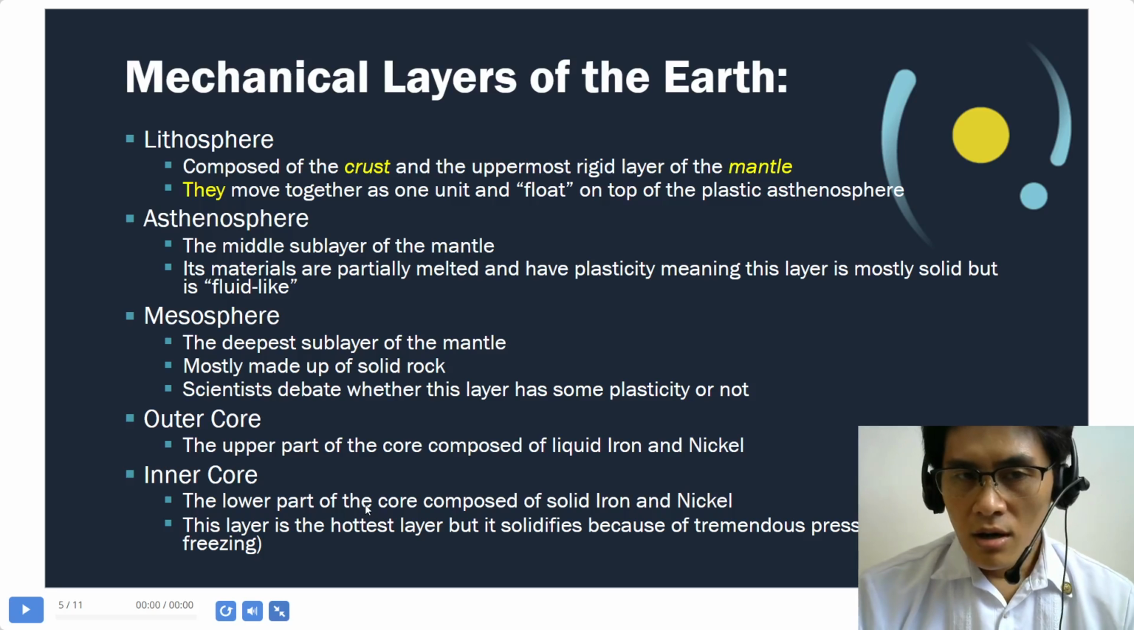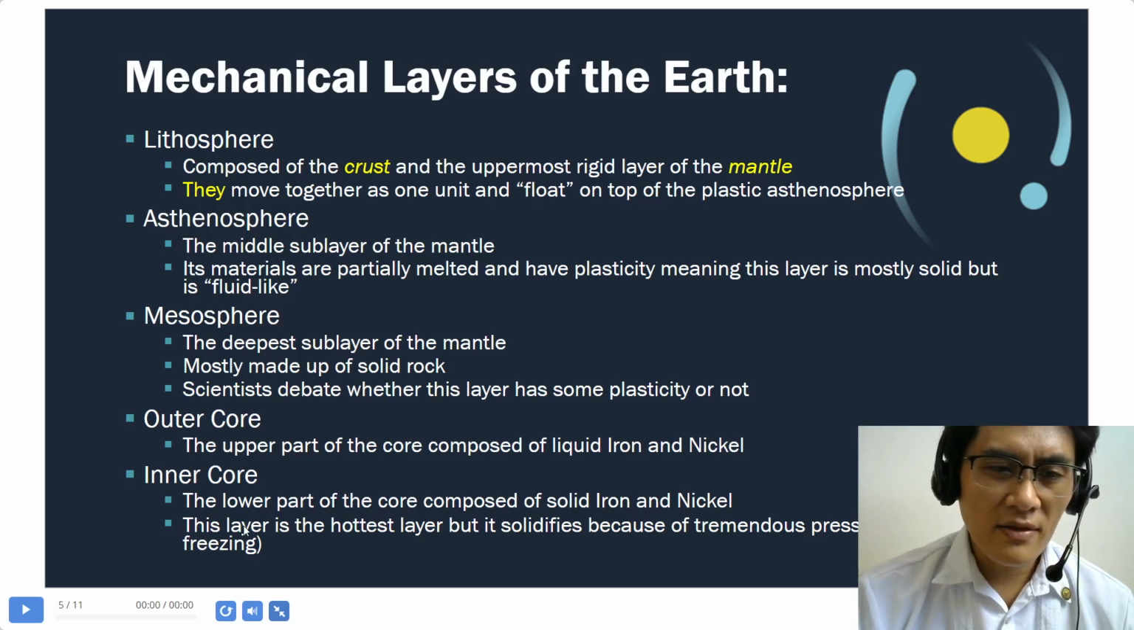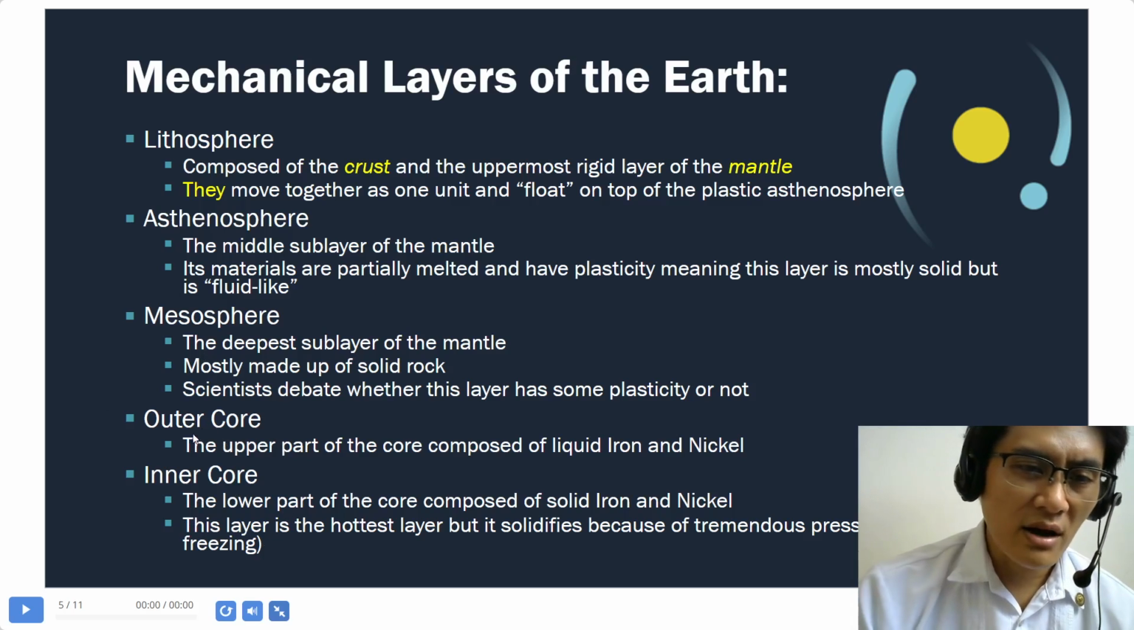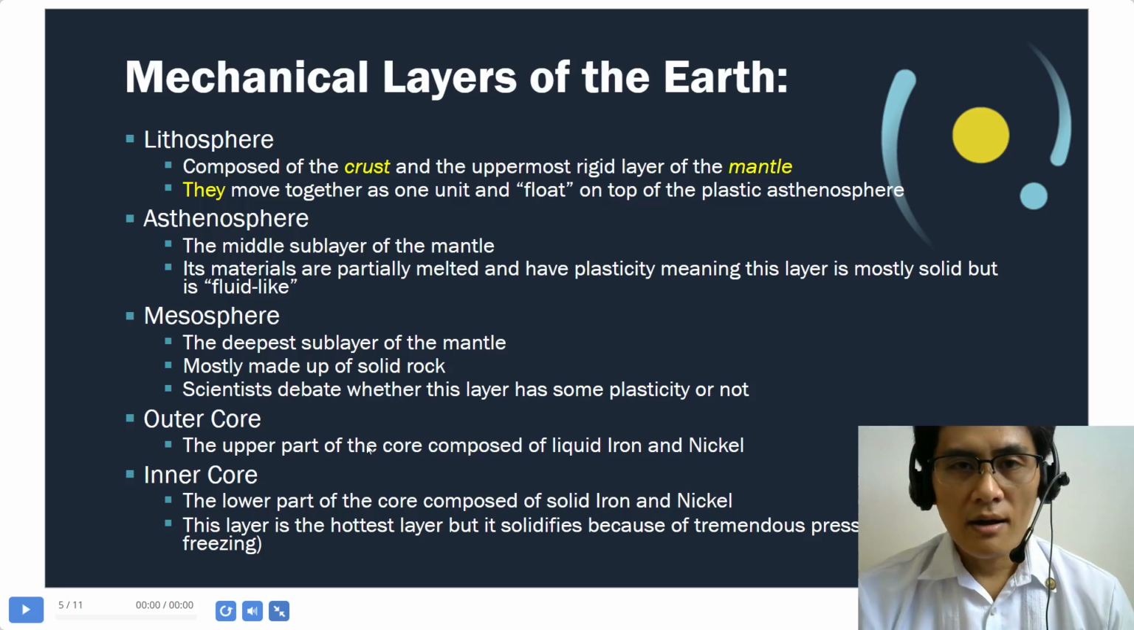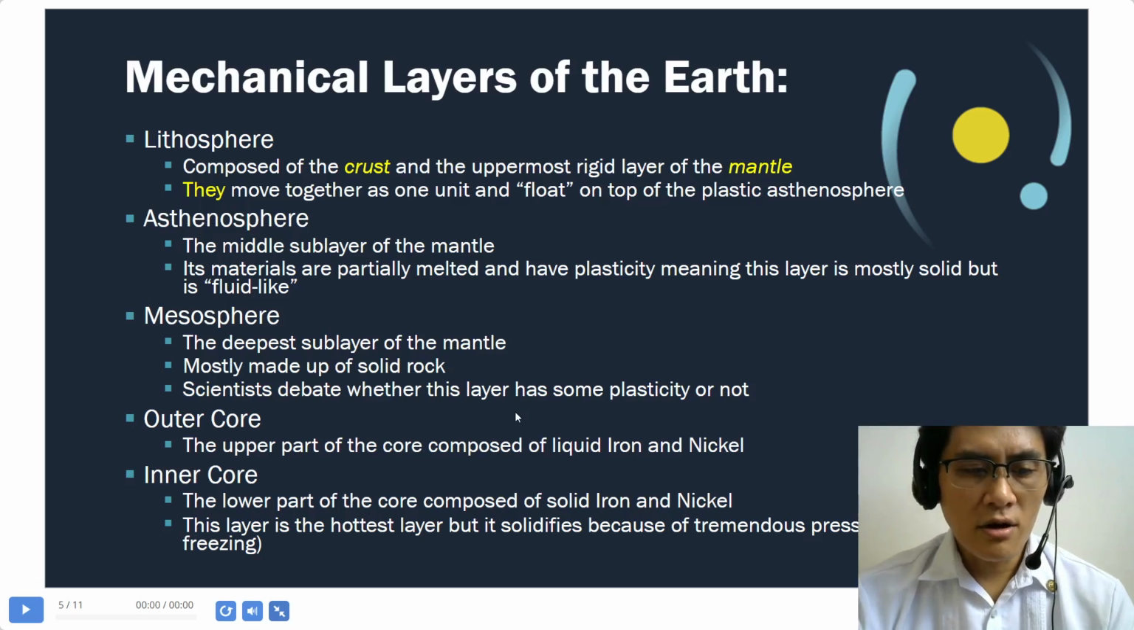Now, we will discuss a little bit more on why the mesosphere and the inner core are solid and why the outer core is liquid in the next video. With that we end this video, and you will watch the next video after this.